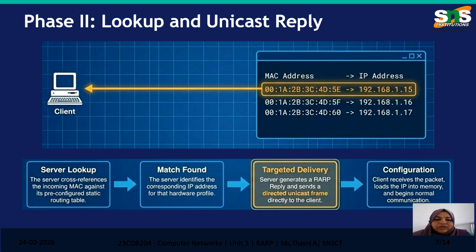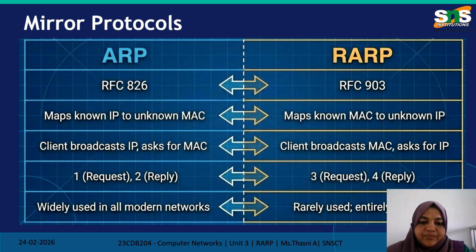Next, phase 2 is lookup and unicast reply. In the server lookup, the server cross-references the incoming MAC against its pre-configured static table. Once a match is found, the server identifies the corresponding IP address and creates the reply. For targeted delivery, the server generates a RARP reply and sends a directed unicast frame directly to the client. Then configuration happens: the client receives the packet and loads the IP into memory.